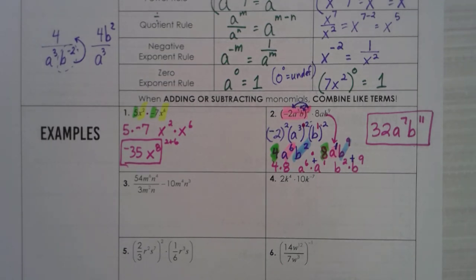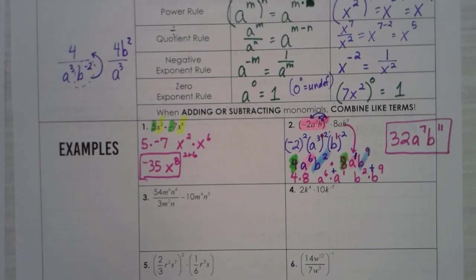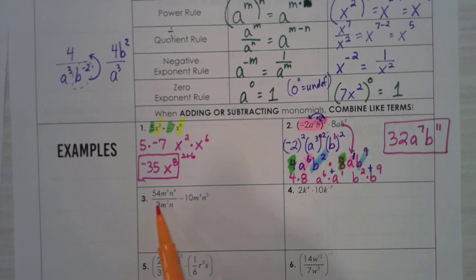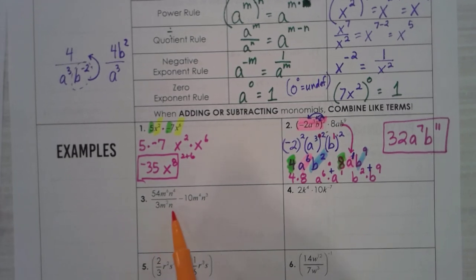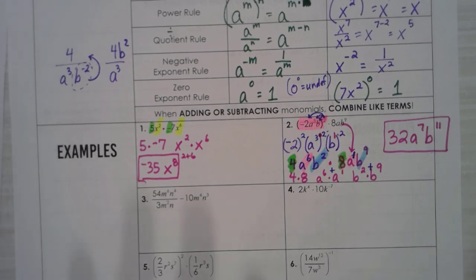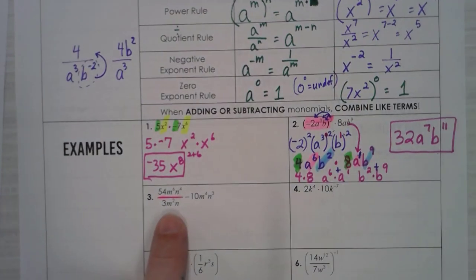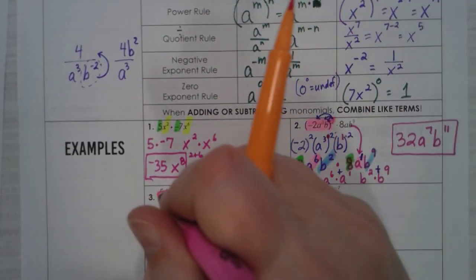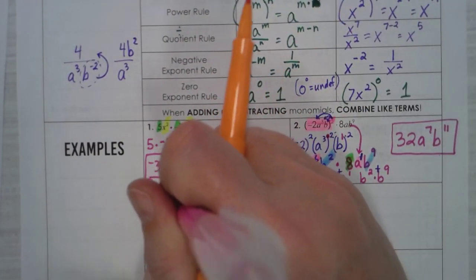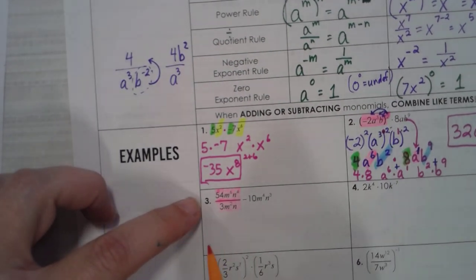All right, number 3. All right, let's see. We have 54 m to the 6th n to the 4th over all of that, take away 10. Okay, so no parentheses. I don't have to worry about that. Then we have multiply or divide. This line right here is a division bar. So we need to divide and take care of all of this stuff first, and then we'll subtract that from it. Okay? So I can just split this out into separate problems.